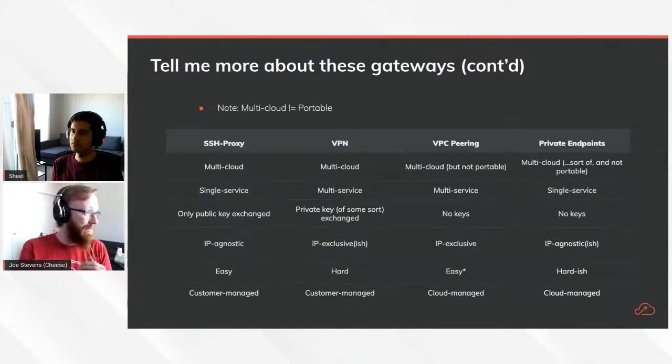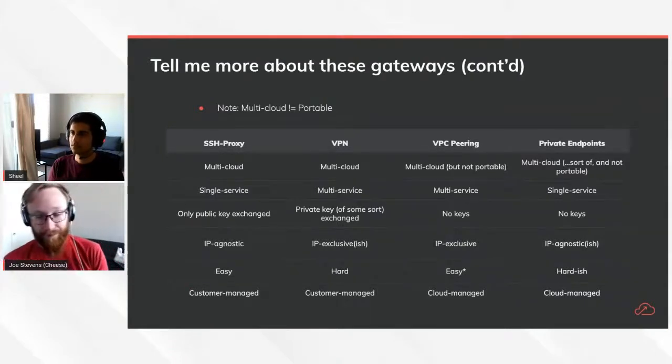Is it a plus because it is very granular? It allows you to have finer-grained access management to some single endpoint rather than to just a network. But it's single service, so if you want to connect to a bunch of things, you need to make a connector per thing. Again, there are no keys to exchange because it's just basically making a connection request and then accepting it. And it's IP agnostic-ish.